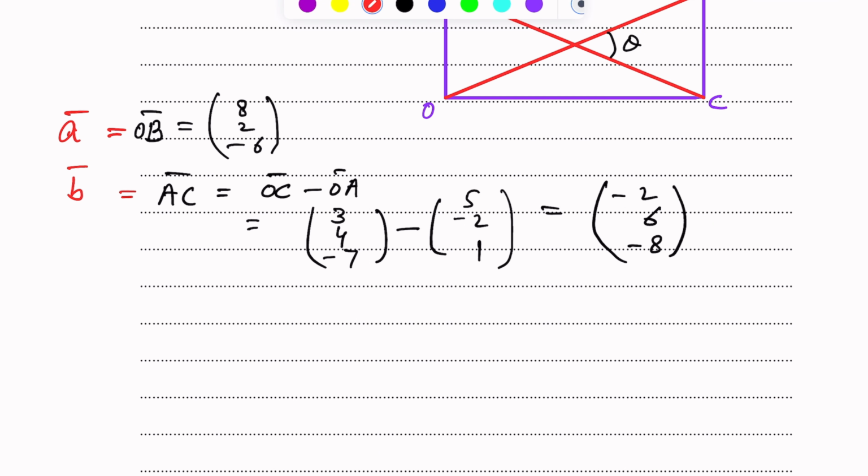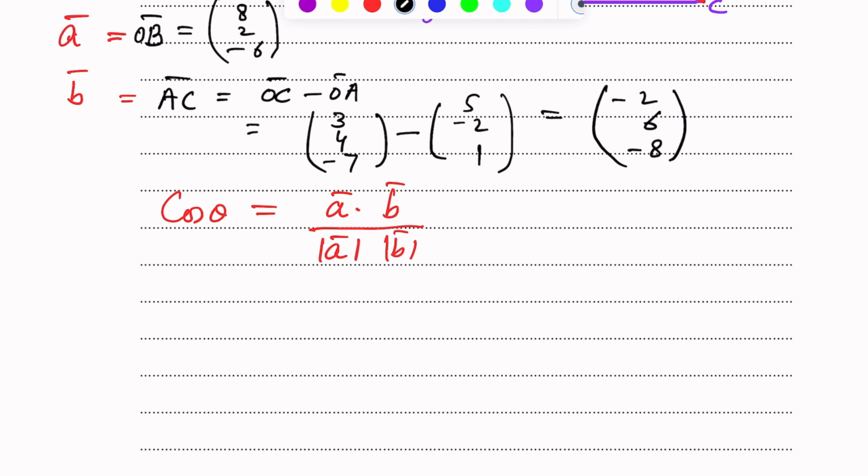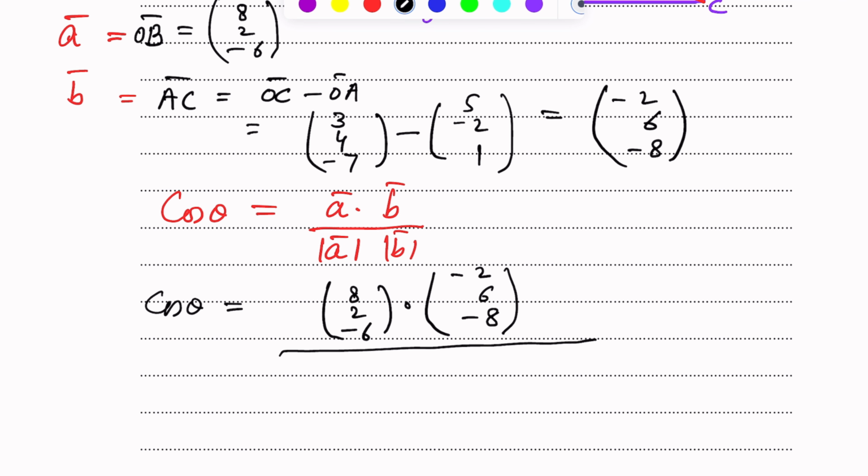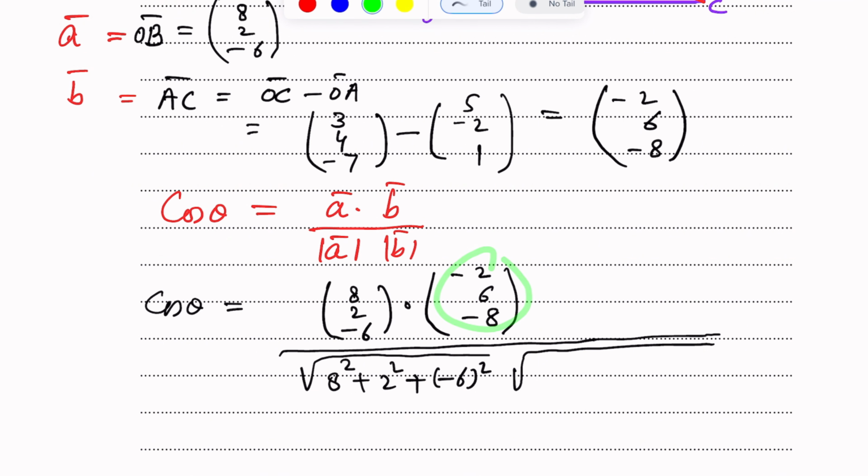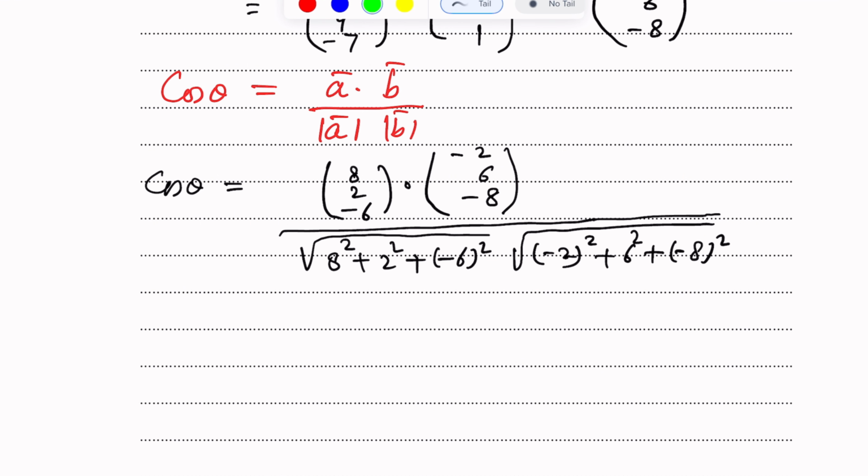For the angle between two vectors, the formula is cos theta equal to a dot b over the magnitude of a times the magnitude of b. The a vector is 8, 2, minus 6 dot minus 2, 6, minus 8, over the magnitude of a, which is the square root of 8 squared plus 2 squared plus minus 6 squared, times the magnitude of b, which is the square root of minus 2 squared plus 6 squared plus minus 8 squared. For the dot product we multiply and add.